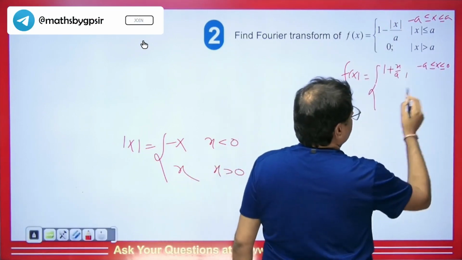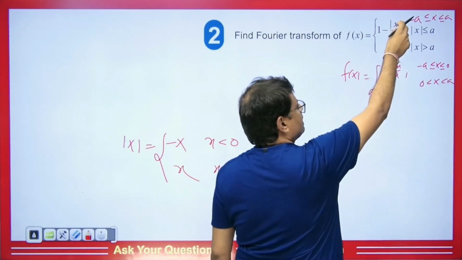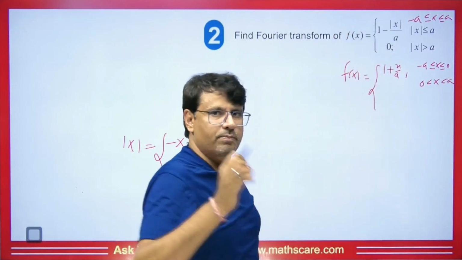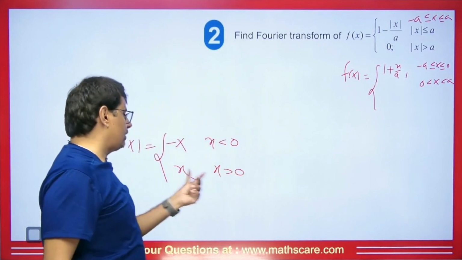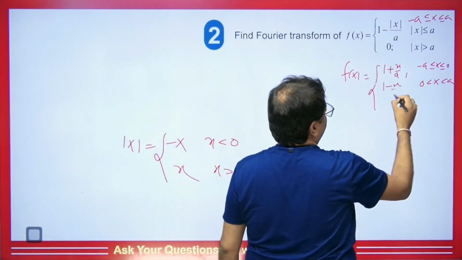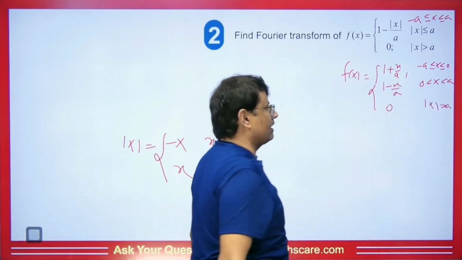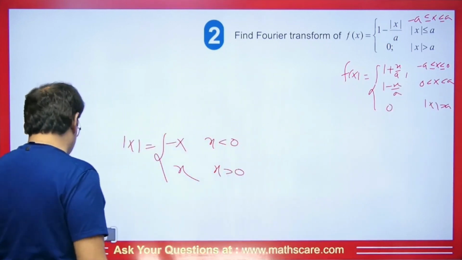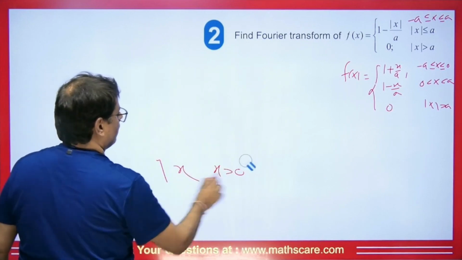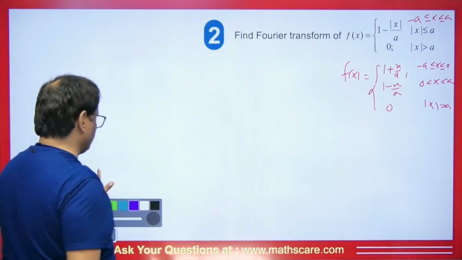If x is greater than 0 and less than a, keep in mind that |x| remains positive only. This means x is greater than 0, so it will remain as plus x, and the minus sign will remain as it is here. And when |x| is greater than a, we will get 0. You need to understand this. You can easily solve the rest of this question now. We just need to apply the formula for the Fourier transform.